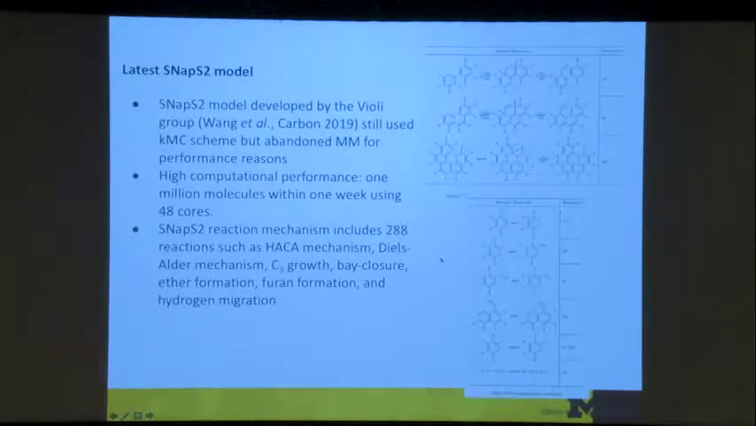One of the latest ones that I want to show you here is what we call SNAPS 2, because we are doing more improvements all the time. But right now, the one we have is the last modification, with high computational performance that we had to increase. And so we can run right now 1 million molecules within 1 week with 48 cores. Was someone asking about the cores right now? So that's some of the advantages.